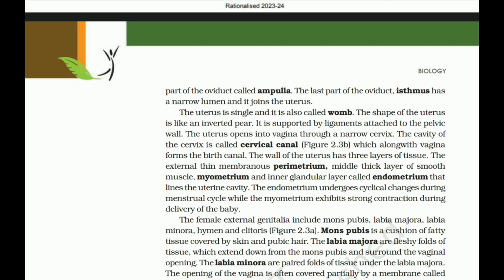The uterus opens into the vagina through a narrow cervix. The cavity of the cervix is called the cervical canal, which along with the vagina forms the birth canal.